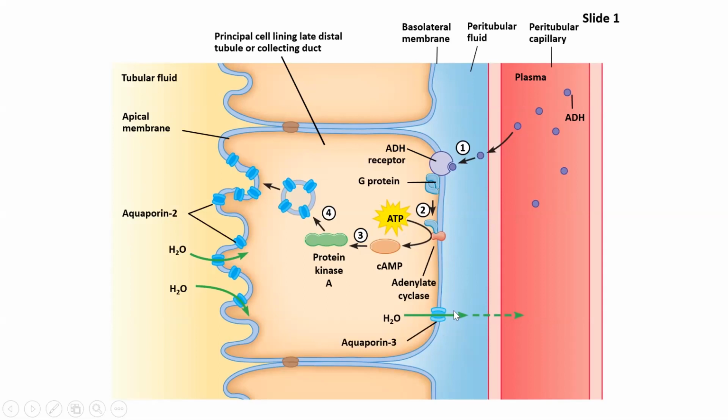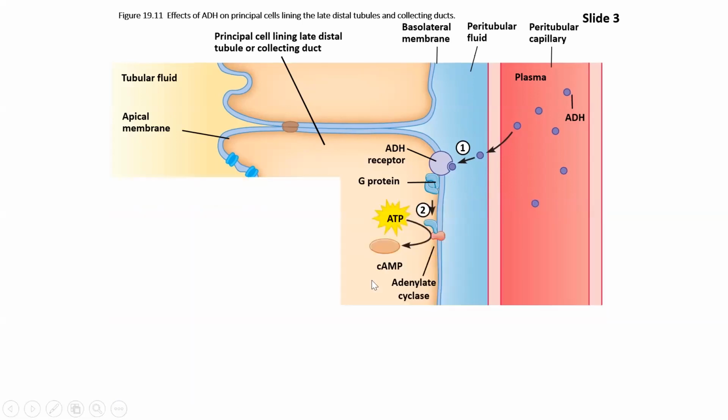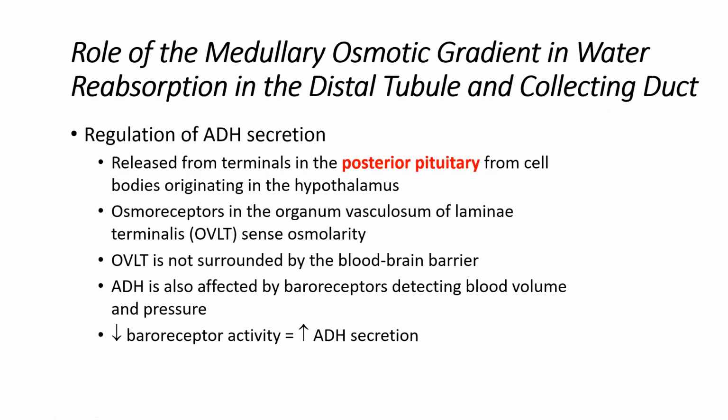And then because we've always got these aquaporin 3 channels on the basolateral membrane, water can simply move through these channels and into our plasma. So this is how ADH regulates the reabsorption of water in the distal tubule and in the collecting duct by inserting these aquaporin 2 channels into the apical surface of these epithelial cells. Okay. And so that is how ADH regulates water reabsorption in the distal parts of the tubule.